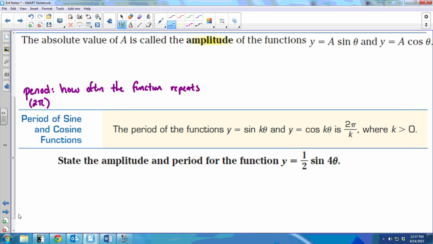So in your equations, you have some number, some value in front of theta. That number is not the period. So K is not the period. So if it says y equals cosine of 2 theta, the period is not 2. Okay? The period is 2 pi divided by that number.